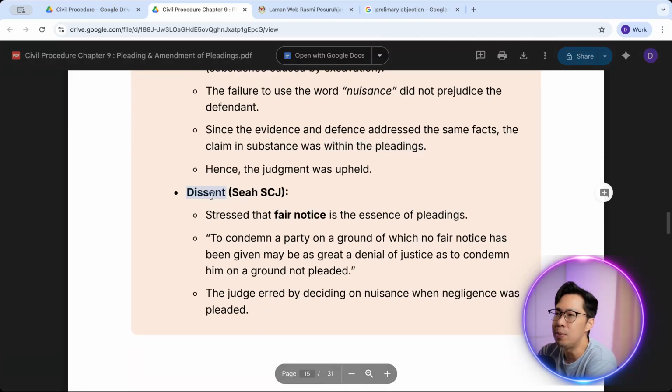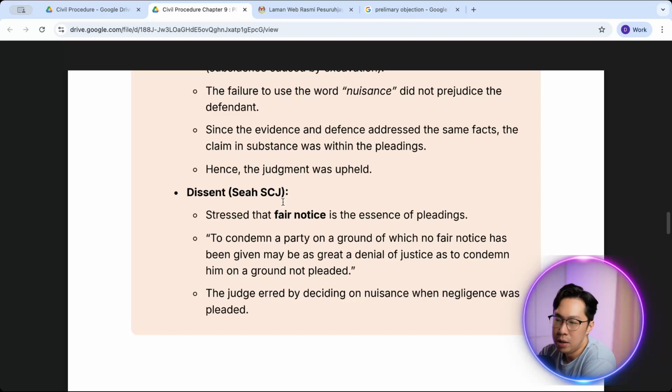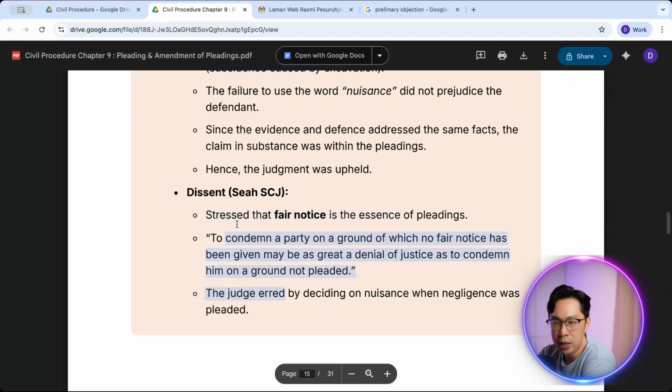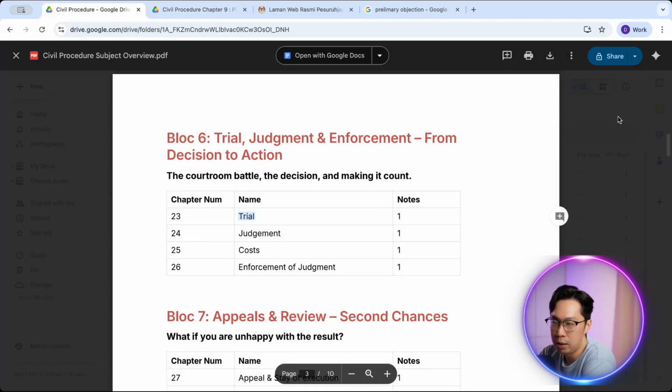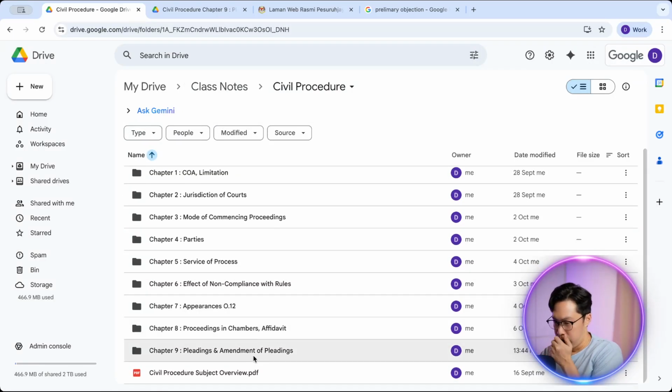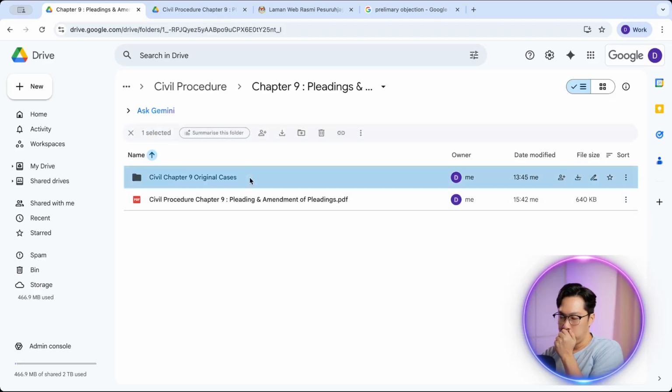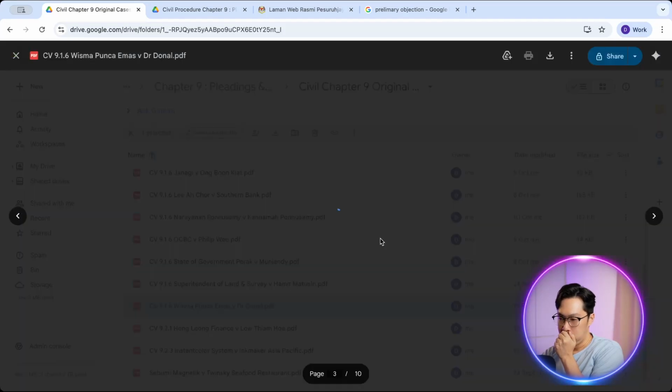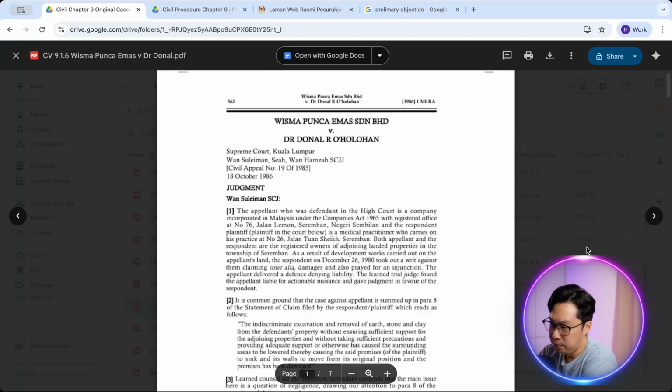So this is a dissent. What is dissent? Dissenting means disagree. This judge disagreed and stressed fair notice. You can read this on your own, and I give you the whole case. I want you to read it as well if you can. Okay? Wisma Punca Emas. This one is a very short case.